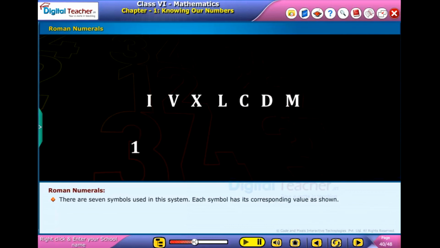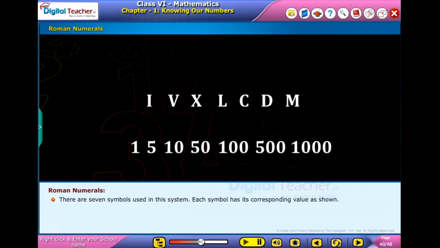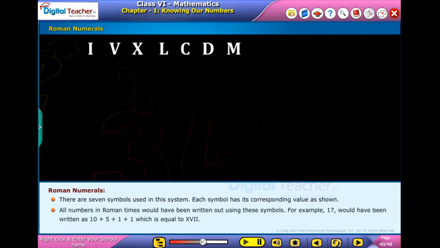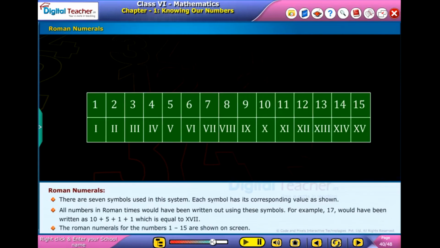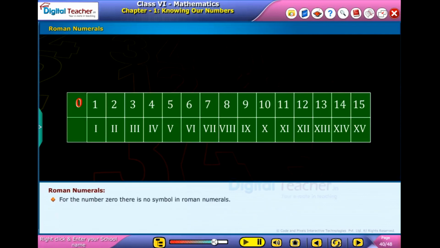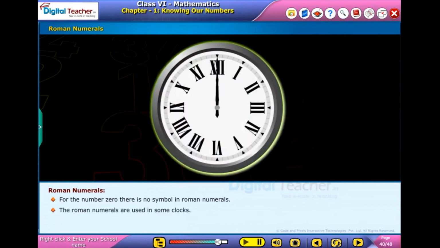I represents 1, V stands for 5, X means 10, L is used for 50, C marks 100, D indicates 500, and M is 1000. All numbers in Roman times would have been written out using these symbols. For example, 17 would have been written as 10 plus 5 plus 1 plus 1, which is equal to XVII. The Roman numerals for the numbers 1 to 15 are shown on the screen. For the number 0, there is no symbol in Roman numerals. The Roman numerals are used in some clocks.